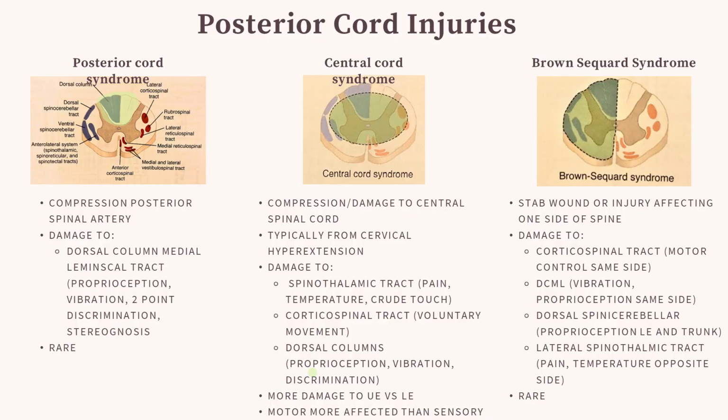Posterior cord syndrome is more so from compression to that posterior spinal artery, and this is going to be something that is more rare because we know that the spinal cord is supported and protected by our vertebrae, and we have that nice thick spinous process in the back with the laminae to support and to protect that spinal cord itself.